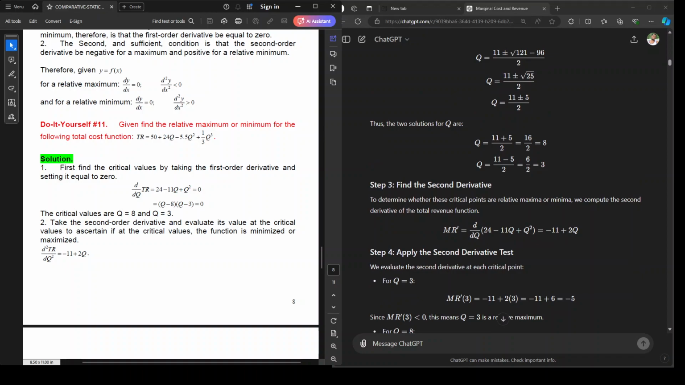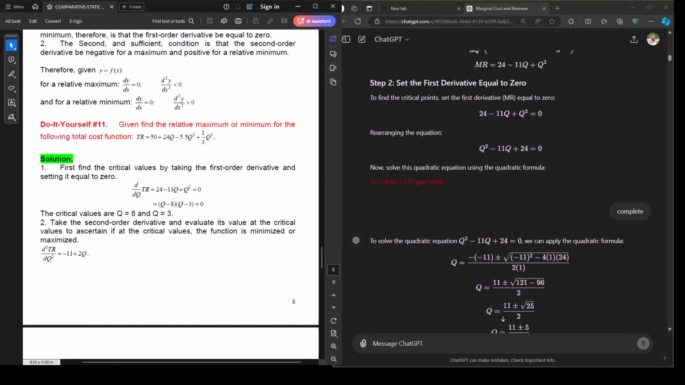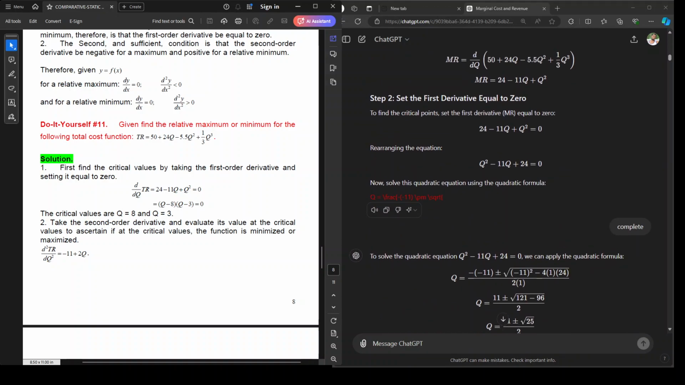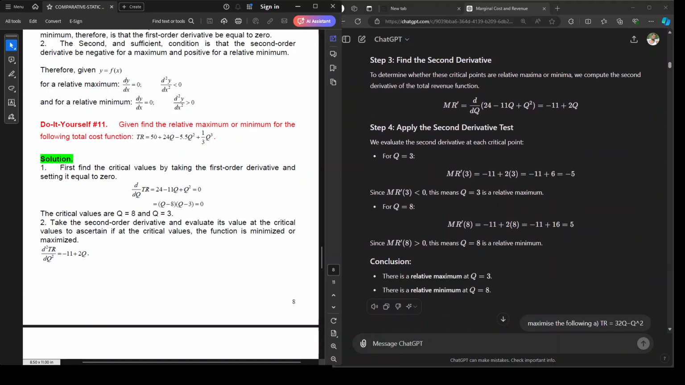When you get those values, now we're saying find the second derivative. The second derivative of this, because the first time we differentiated, we got MR. So now we're differentiating only this. You realize this is a constant. This one becomes negative 11 plus 2q. And that is what we are actually having here when we apply the second derivative: negative 11 plus 2q.